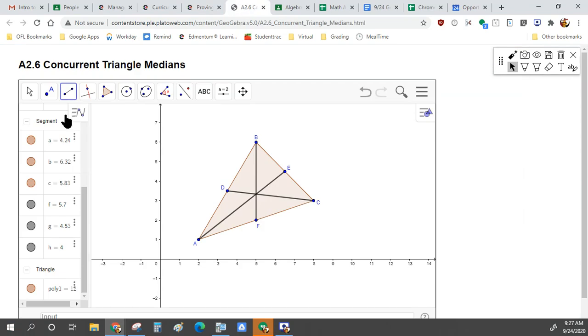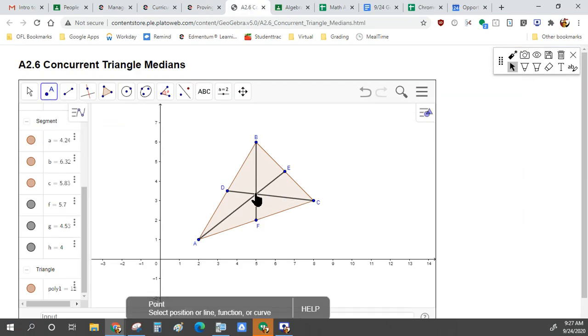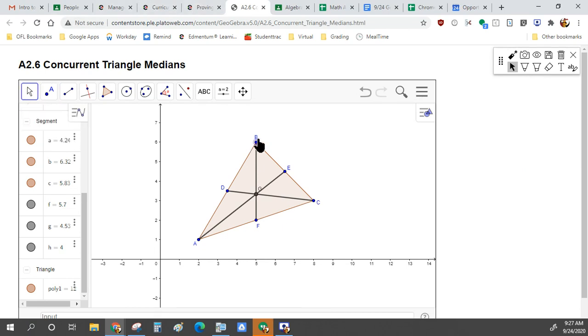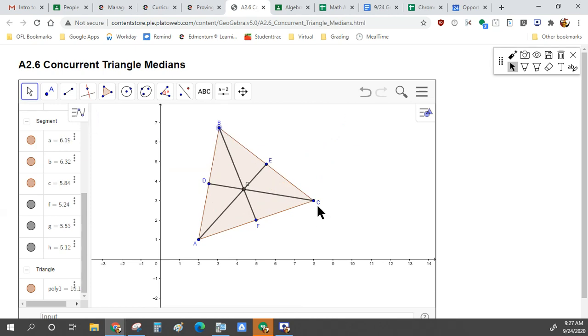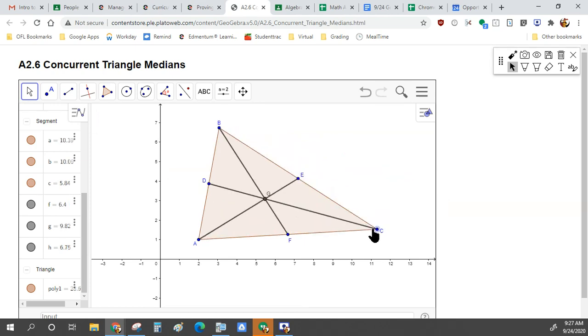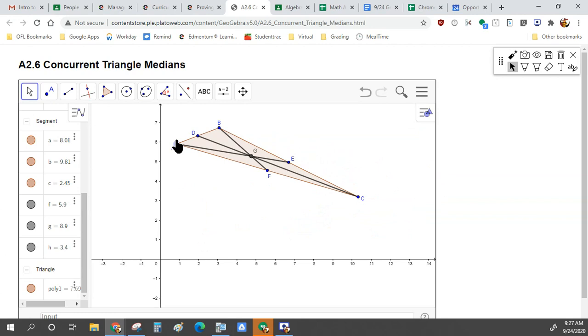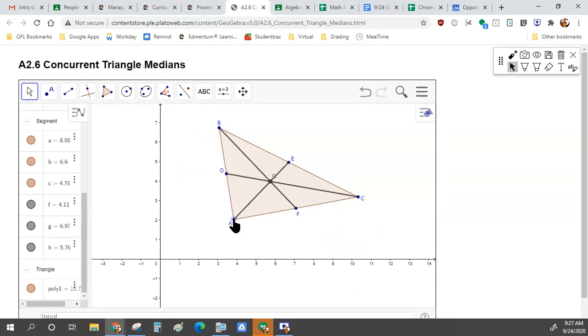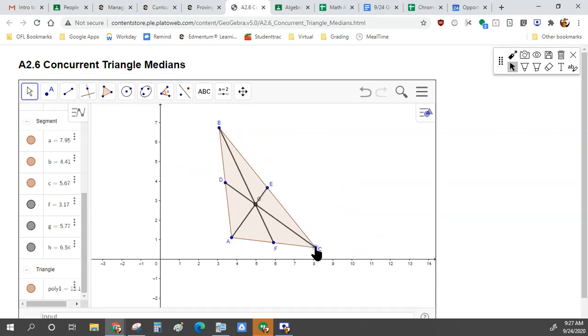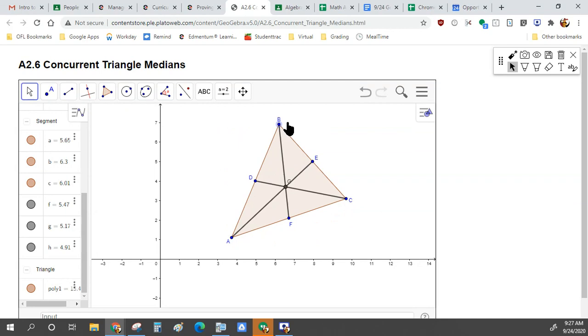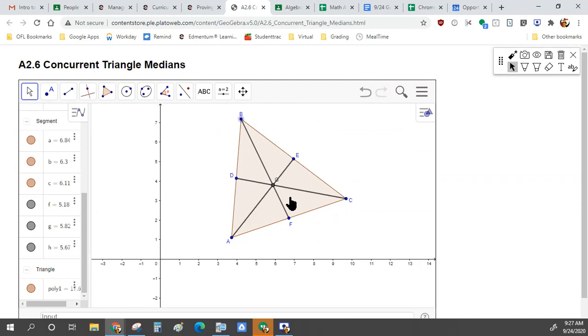All right. So I'm going to grab my point, put it right here at this intersection, and they want us to mess around with the corner. So we're just going to go to move, mess this around, and we see that they always intersect. They're never changing. No matter what type of triangle we make, it's always going to create this point.